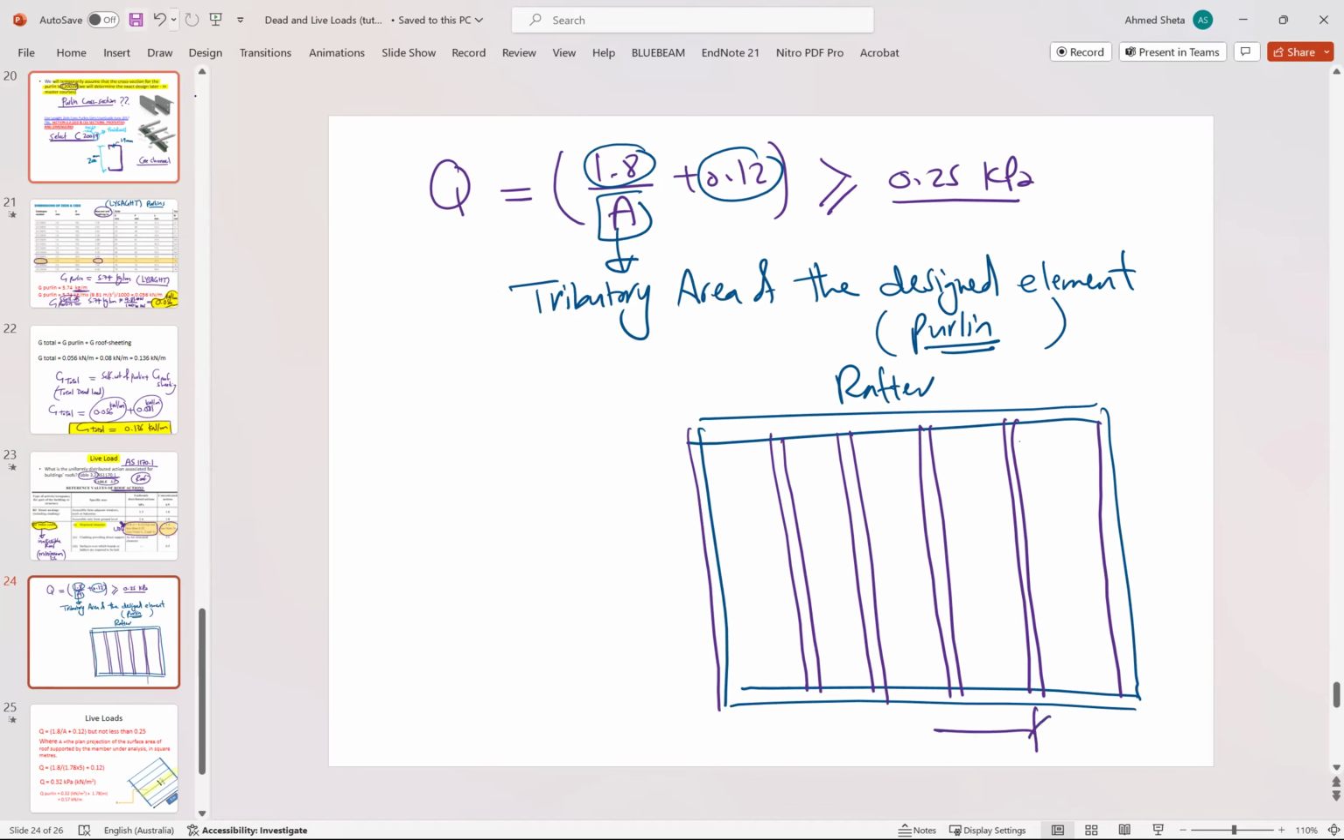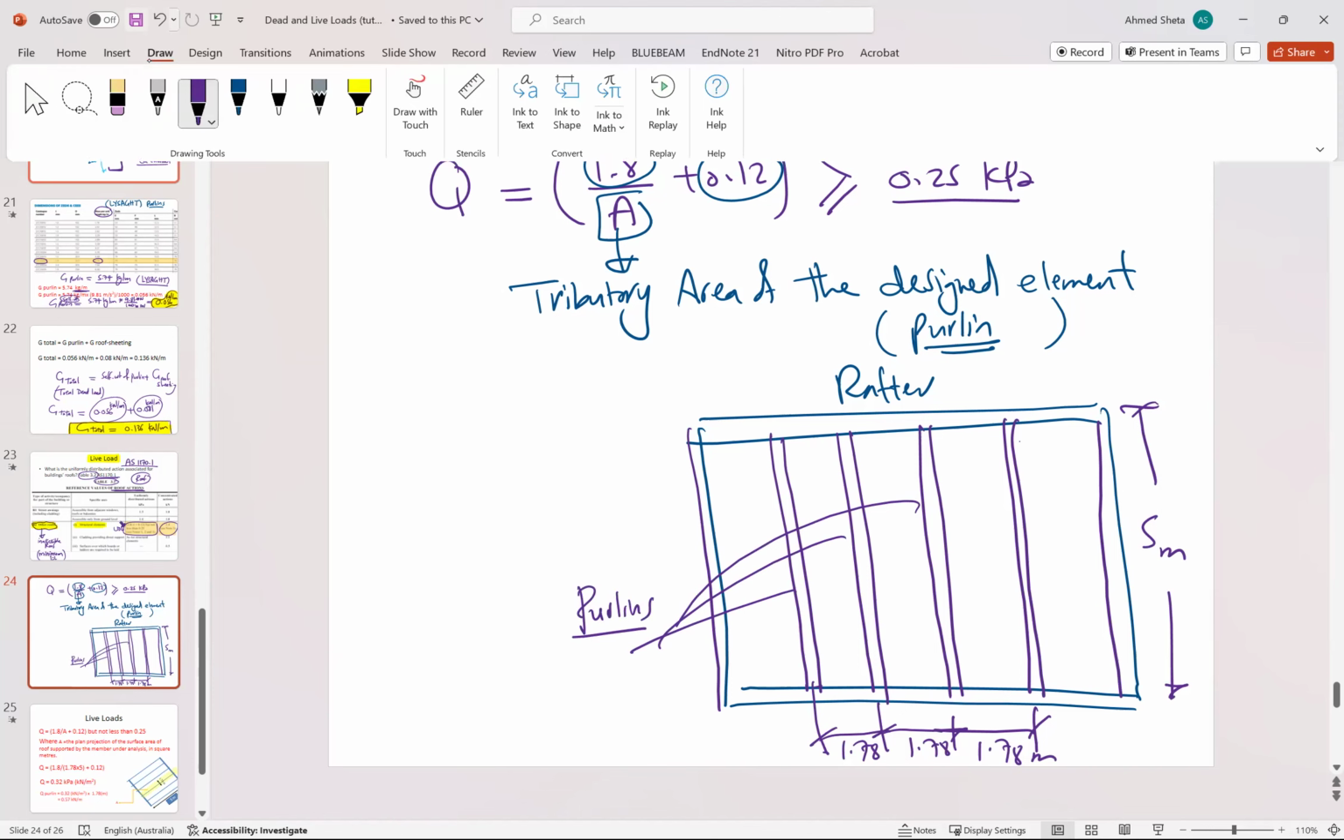How much of this distance? 1.78. How much of the distance is? 5 meter. These purple ones are the purlins again.